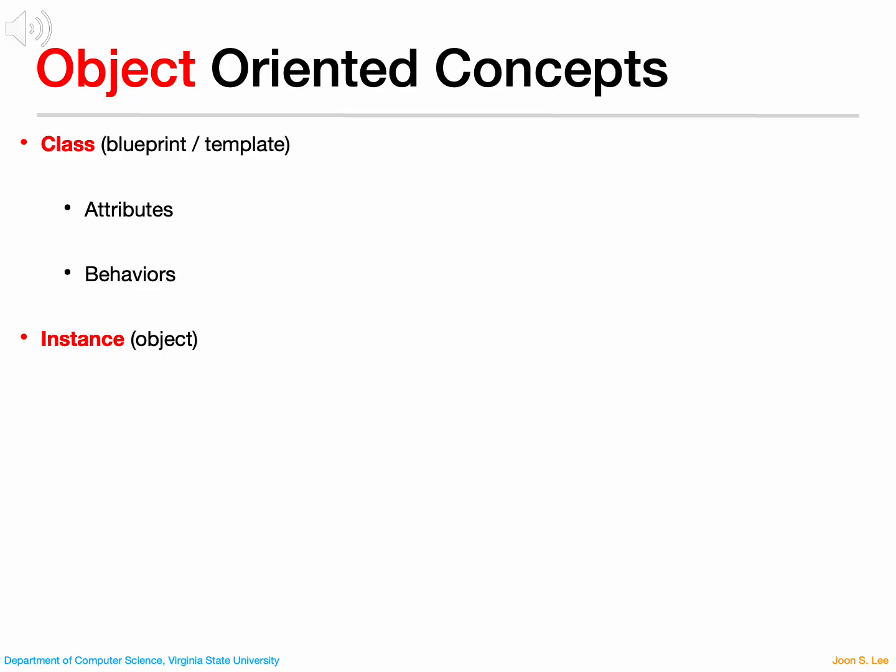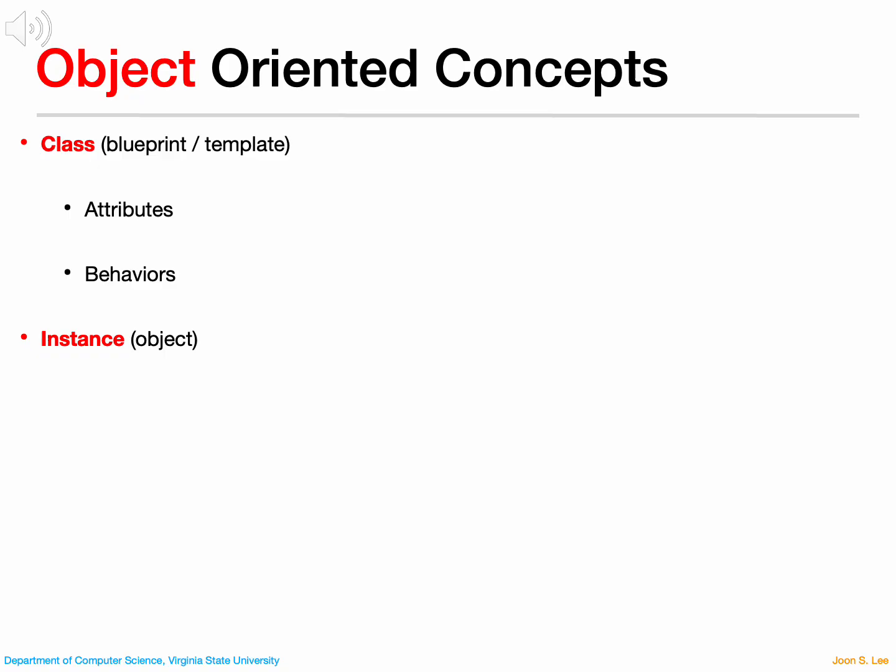Behaviors describe the actions an object can perform, such as enrolling in a class or calculating a GPA. So when you look at a class definition, you should always be asking, what data does this object store and what behaviors does it support?